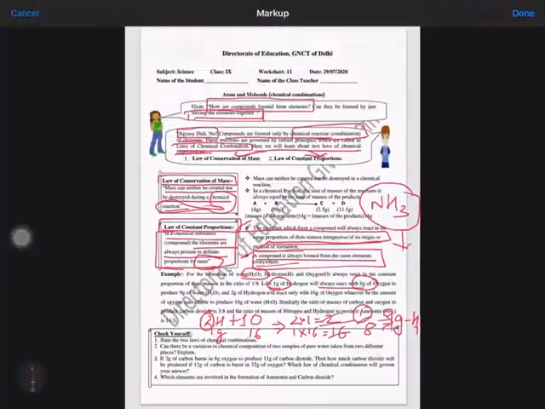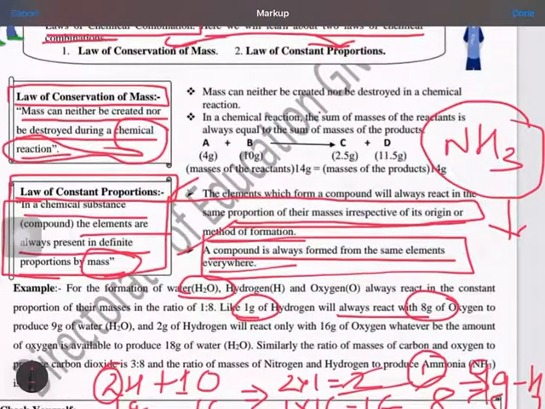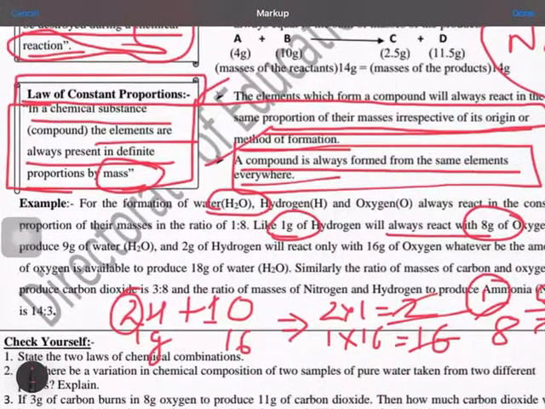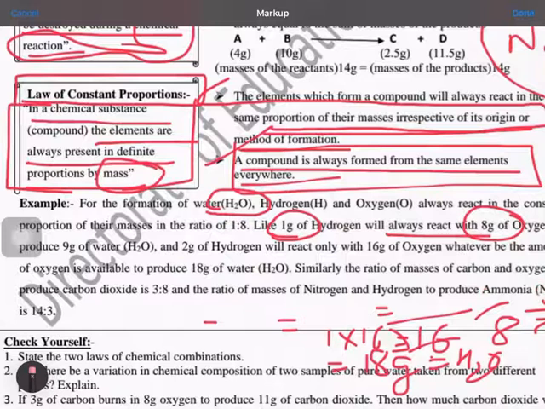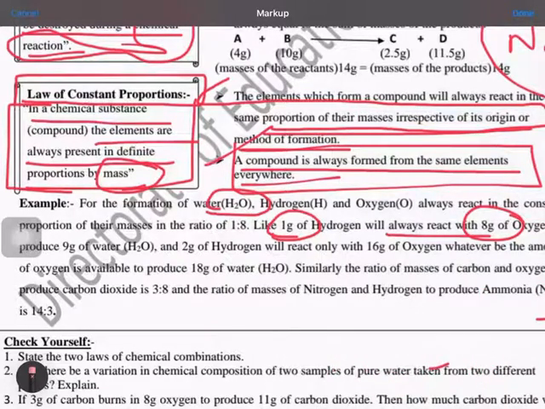So this line is saying the elements which form a compound will always react in the same proportion of their mass irrespective of the source or formation. Likewise, if 2 grams of hydrogen is there, it will take 16 grams of oxygen to give you 18 grams of water. So I think it is clear for you. We can take 2 more examples in this to get a better understanding of this part.